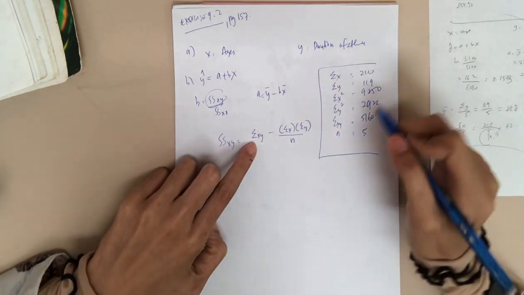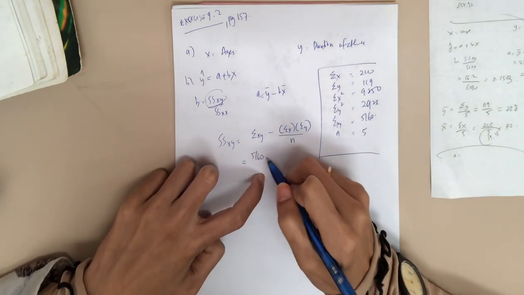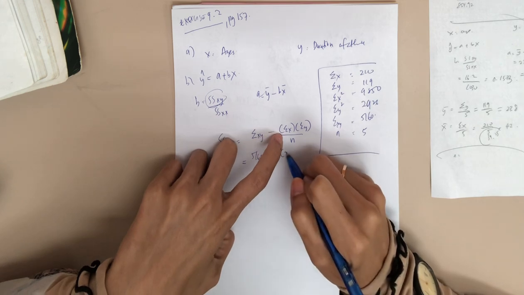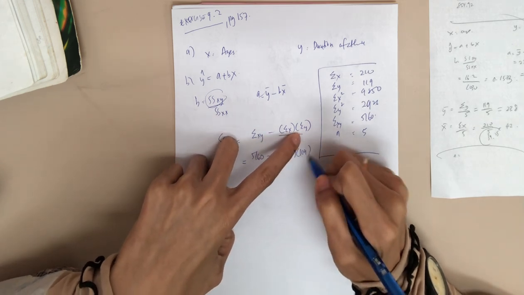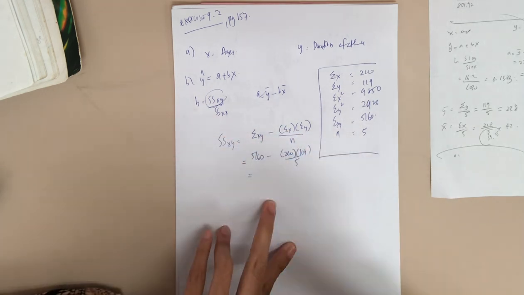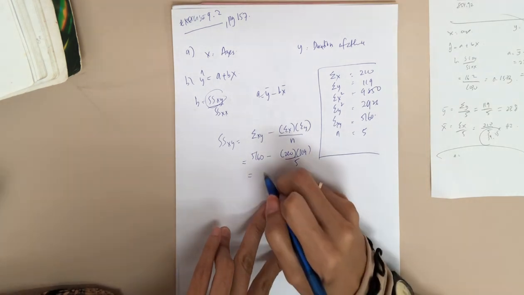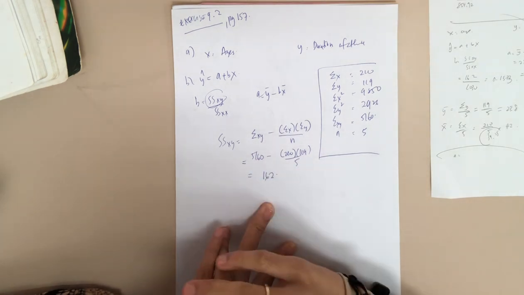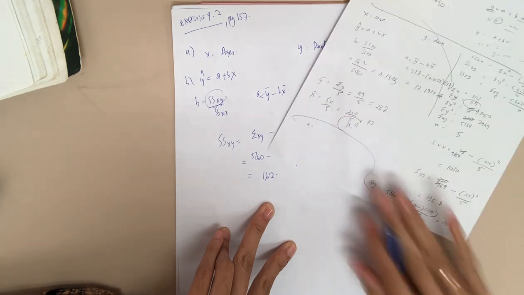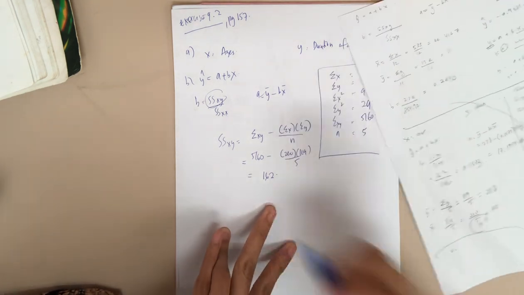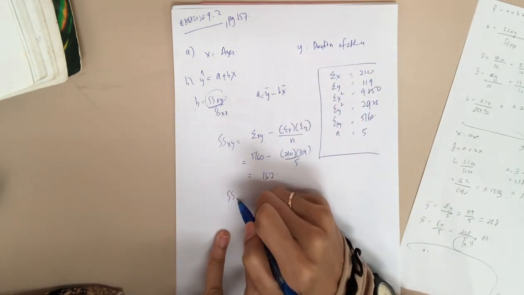So the summation of XY here is 5160. The summation of X here is 210. The summation of Y is 119, divided by 5. Okay, so I get 162 just now. 162. Alright, so then calculate SSX.